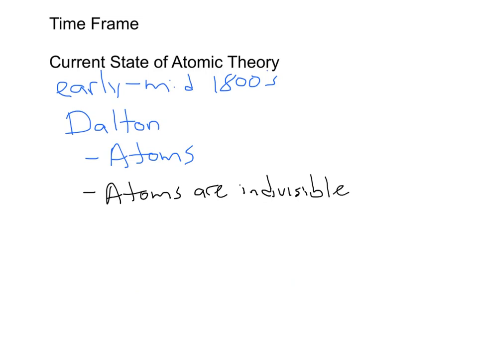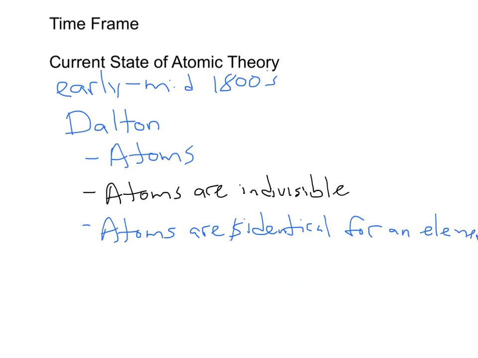Then, atoms of a given element are identical. So all the atoms of hydrogen are alike, and all the atoms of oxygen are alike. They are identical for a given element. He went on to say that atoms of different elements are going to be different in their mass and other properties.